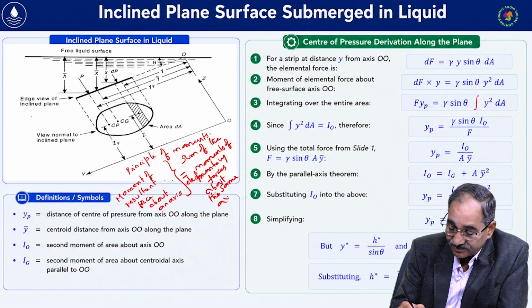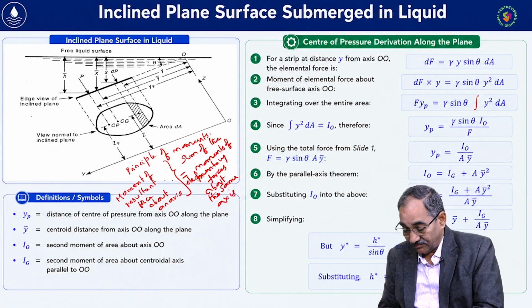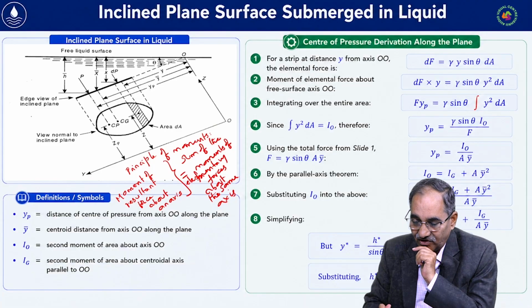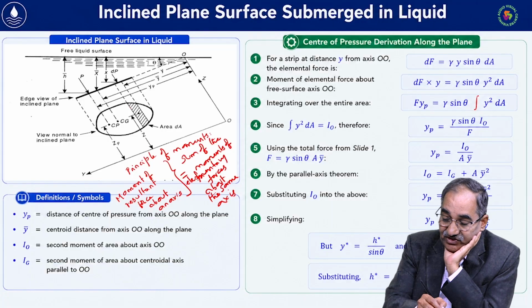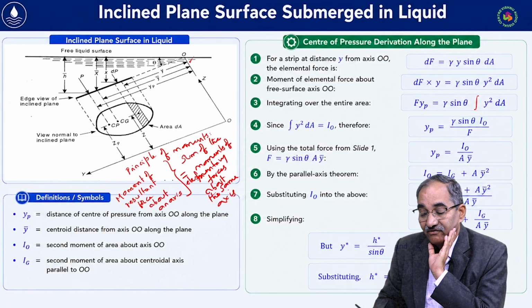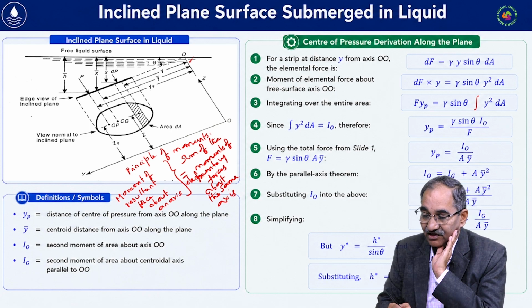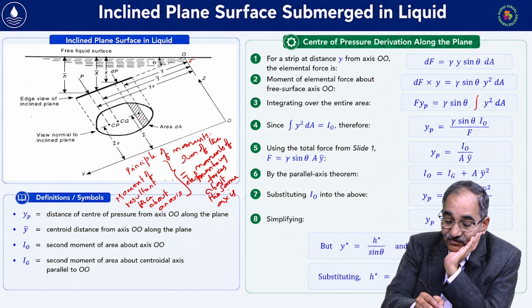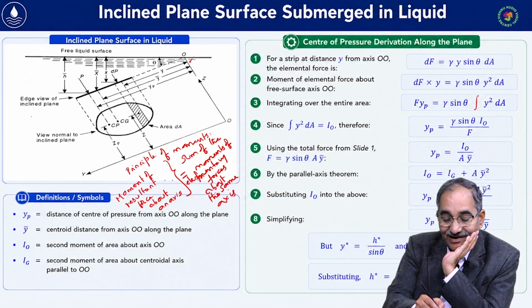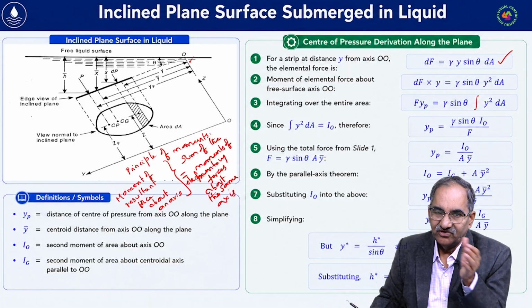The same principle we used in the vertical plane, the same thing I will use here also. Now we have taken the strip at a distance y from OO. Now OO is the imaginary free surface. So what is the force on this element? It is dF equal to gamma into y sine theta into dA.